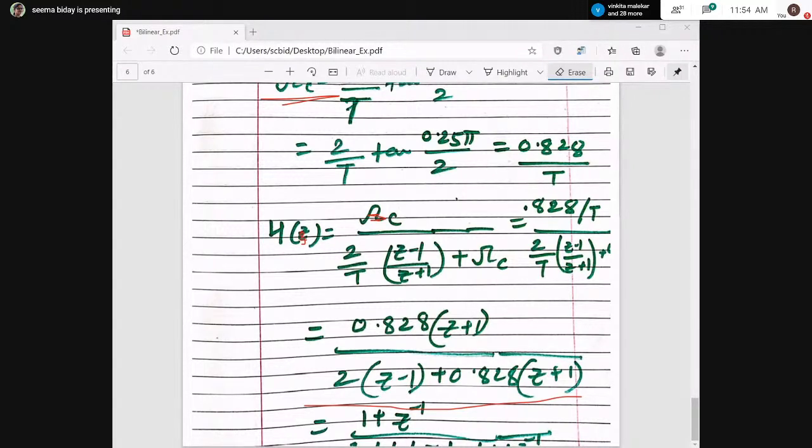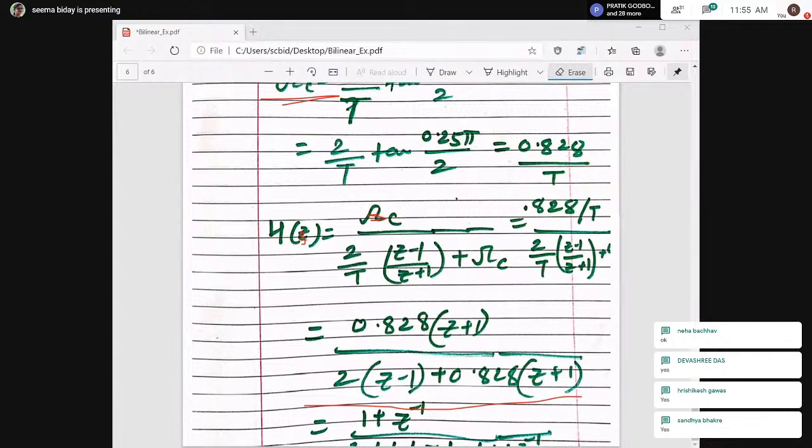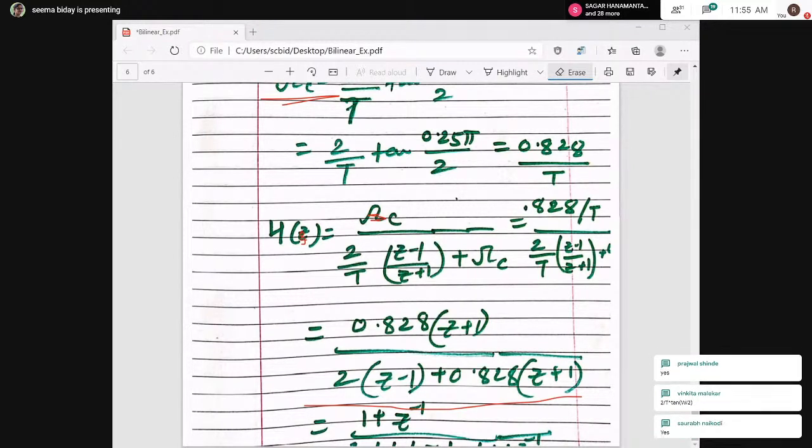If it is omega C, then you can write WC. Otherwise, you simply remember capital omega equals 2 by T tan of W by 2. Is everyone clear? This is MCQ practice. All of you should write down the relationship and you can exit.